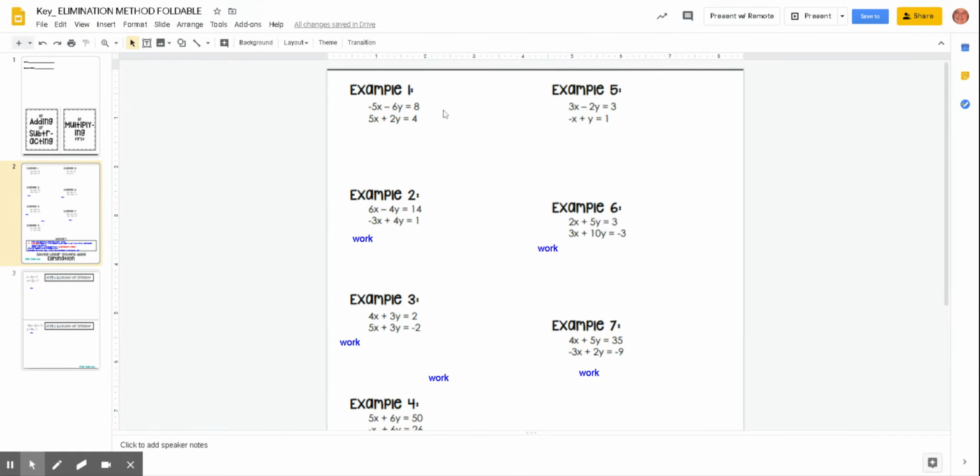So in example 1, we have negative 5x minus 6y equals 8, and 5x plus 2y equals 4. When they're talking about columns, we're lining things up. That's what the standard form does. So we have our x's above our x's, our y's above our y's, and our fixed numbers. So I'm going to look at these up and down in the column. Right now, a negative 5x and a positive 5x. Those two are additive inverses. They'd eliminate out. Negative 6y and 2y are not going to eliminate out. So let's go ahead and start our work.